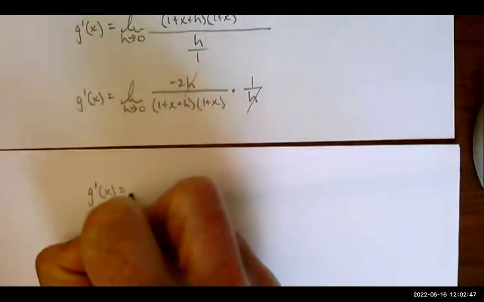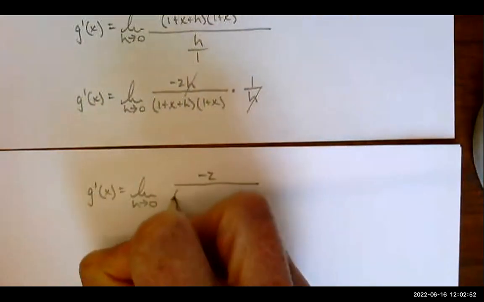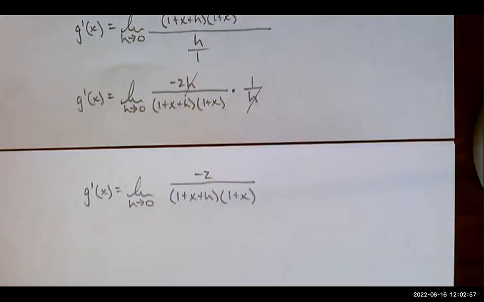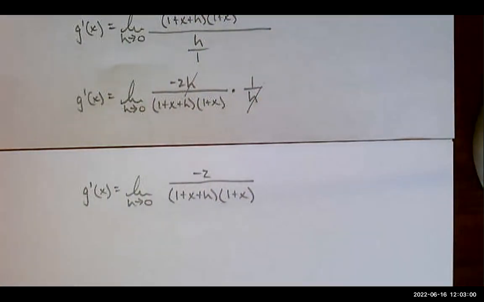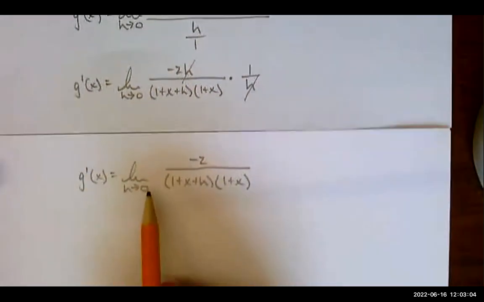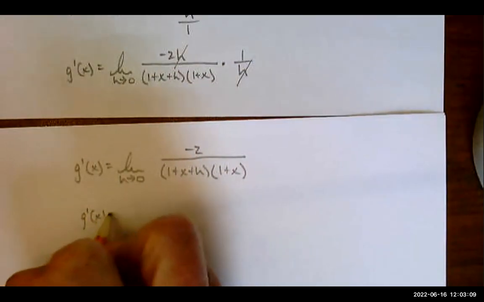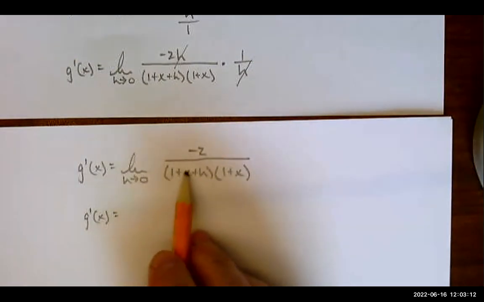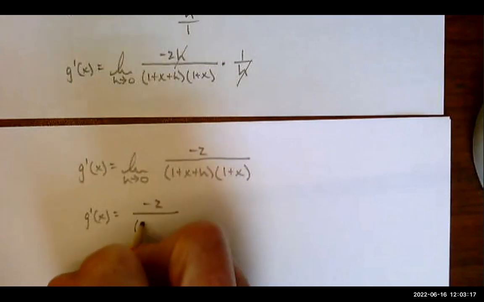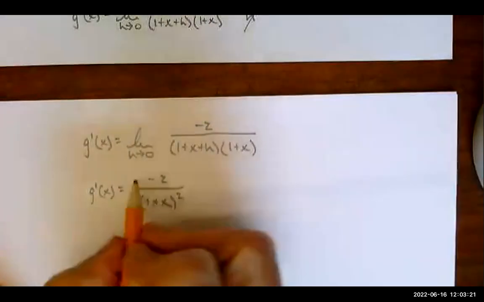G prime of x equals the limit as h approaches 0. Canceling that h out was the key. And now finally, with the h gone, we can plug in the 0. And this one actually cleans up really well too. Look at that. We put in 0 and it's just 1 plus x times 1 plus x, negative 2 over 1 plus x squared. We got it.